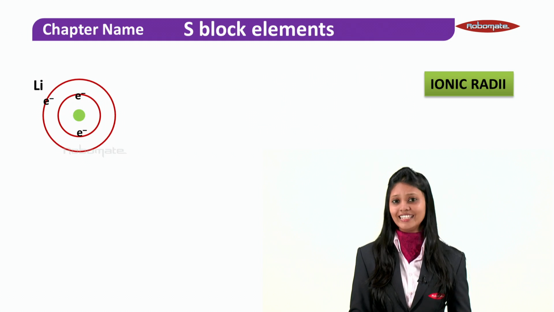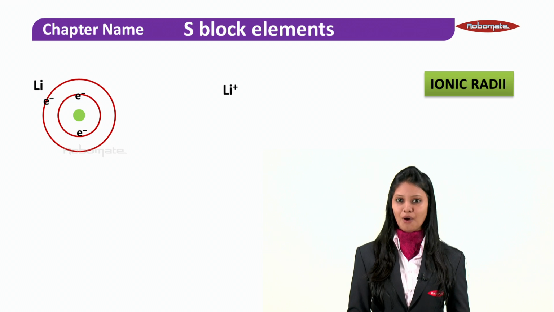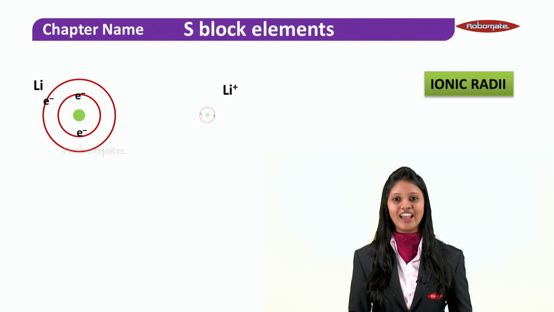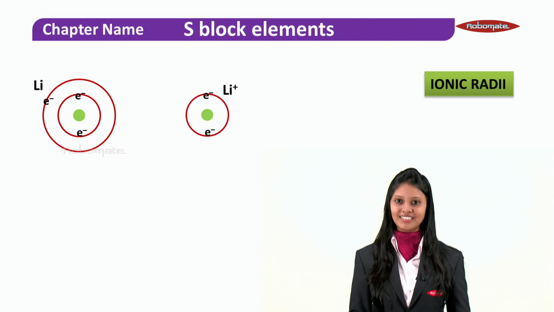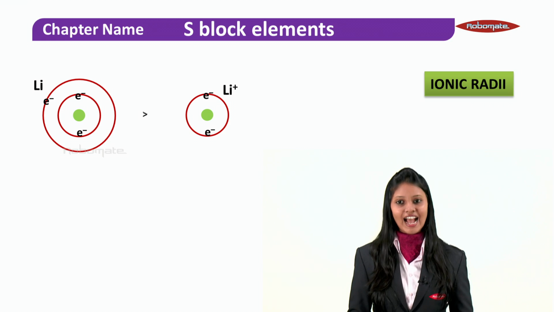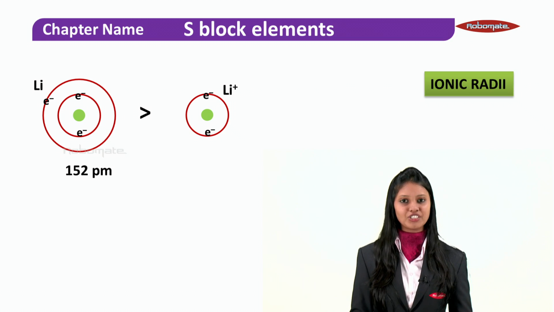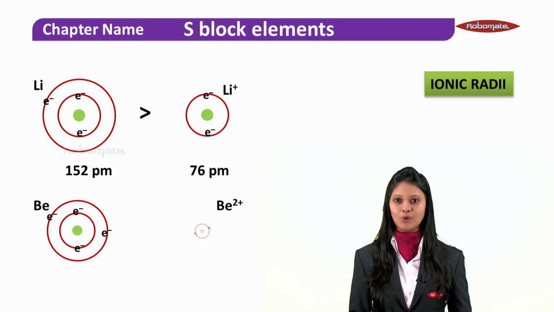When I talk about the lithium ion, it is Li+, and this ion is formed by removal of one electron. So the lithium ionic radii is something like this. And when I compare atomic radii and ionic radii, I get atomic radii is greater than ionic radii, and the values are 152 picometer and 76 picometer.